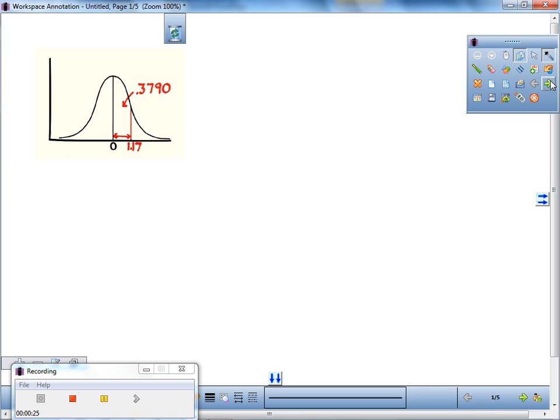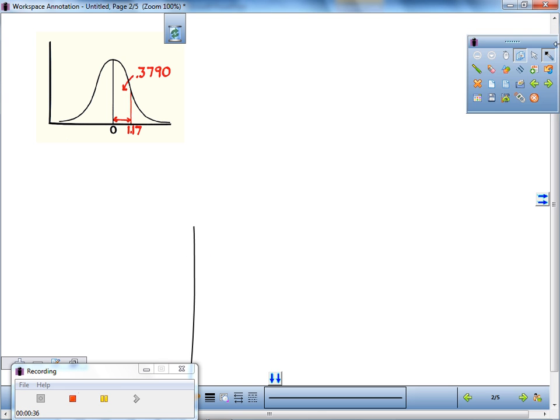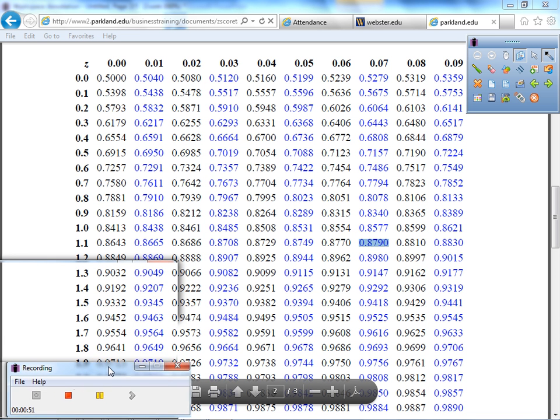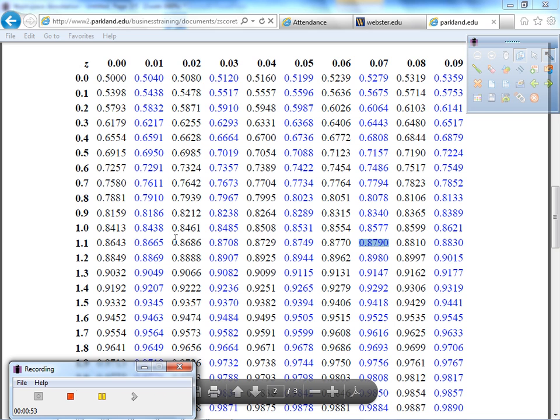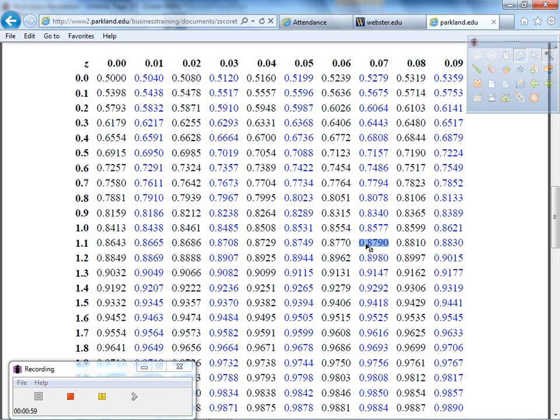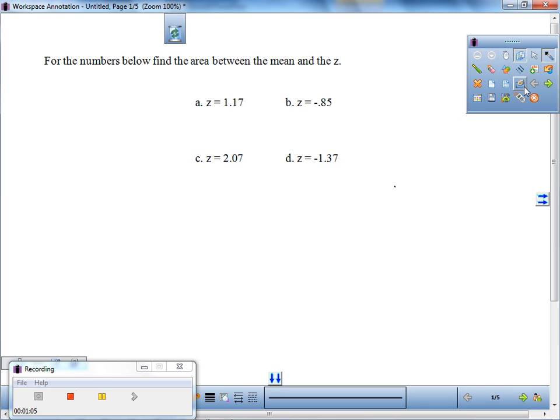Now, with the first one, we end up with 0.3790. Well, how do we do that? First thing we need to know is that our z-score is 1.17. Okay, so what we need to do is go look it up in the table. Alright, so this is our z table. We look up 1.17 and we end up with 0.8790. Okay, so we're going to use that with this. So let's go back.